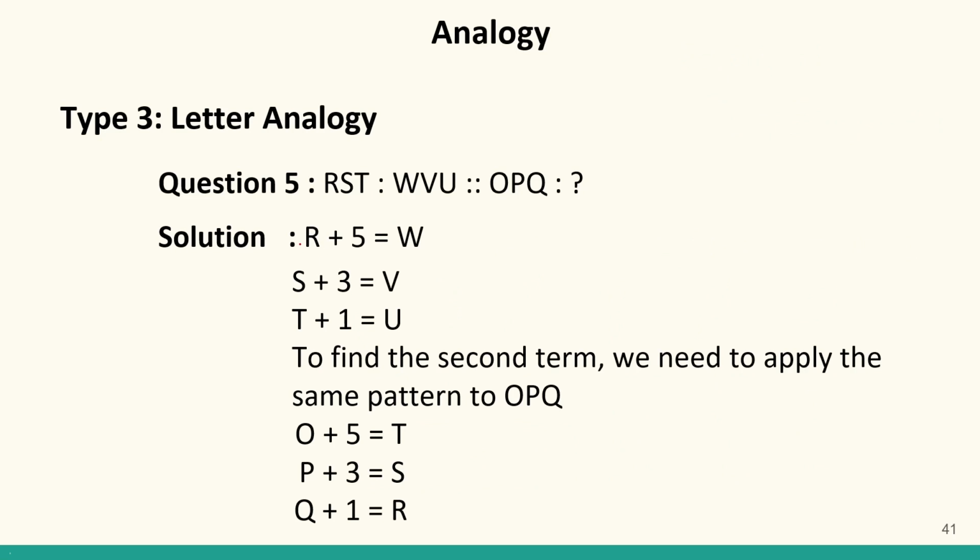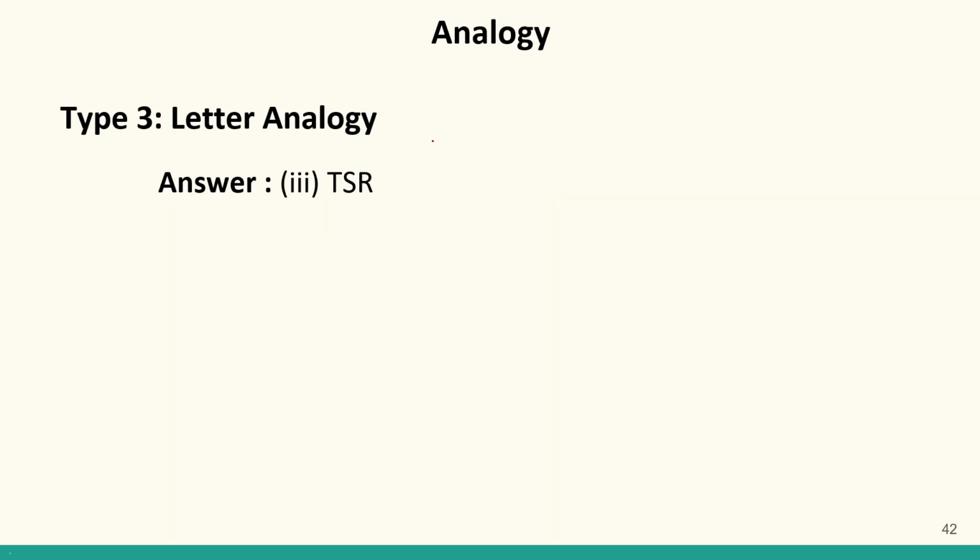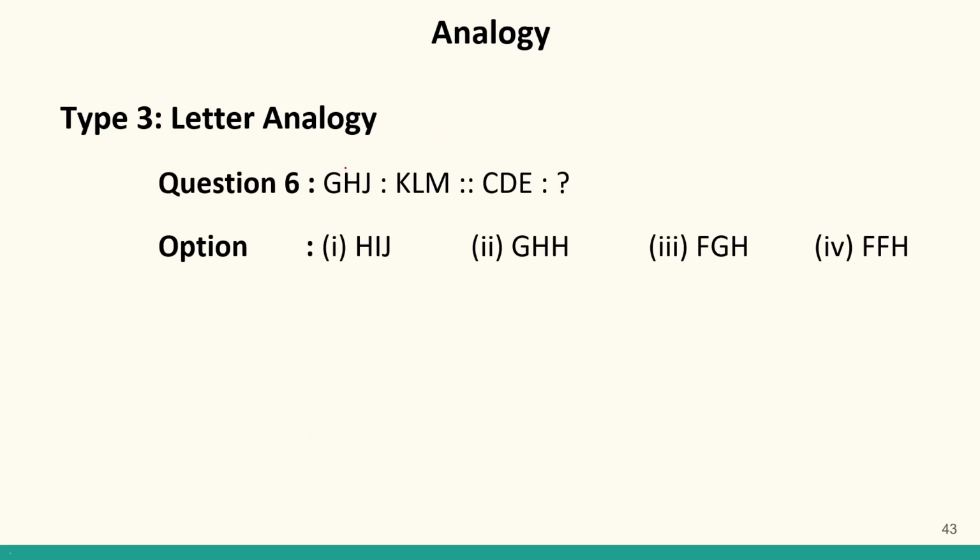Okay, so here you can see R plus 5 gave W, S plus 3 gave V, T plus 1 gave U. Similarly, O plus 5 gave T, P plus 3 gave S, and Q plus 1 gave R. So this is how you solve letter analogy. So in letter analogy, we treat each element as a different series: from J to K, from H to L, and from J to M, right? So each element is being treated as a different series.